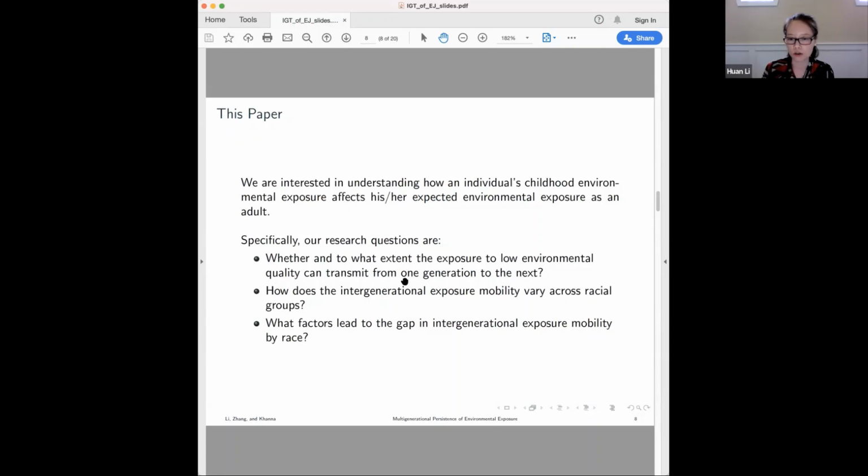And the second question is, in terms of the correlation, is there any racial gap? Whether the minority and the majority have different correlations. And also we try to understand what the factors are driving people to choose similar areas to live. And as I said before, eventually we want to use a sorting model to understand why this is happening.